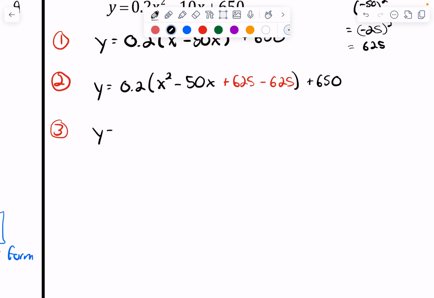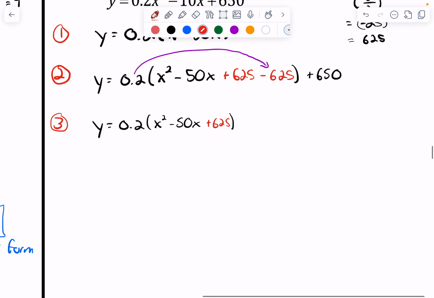Okay, step 3, we're going to have to do that multiplying of the a value. So y equals 0.2 x squared minus 50x, plus 625 here, but then you're taking this a value and multiplying it by this minus 625. Actually, we'll do that after, but so you see where the numbers are coming from: 625 multiplied by 0.2, plus 650 on the outside.